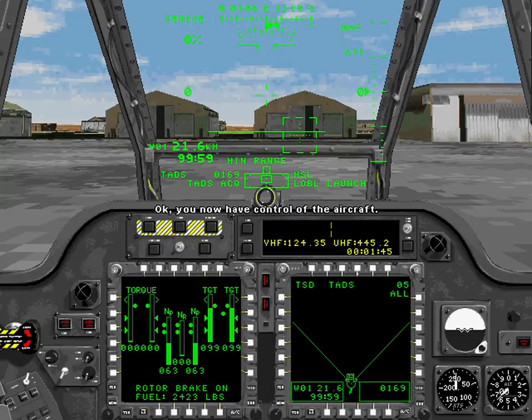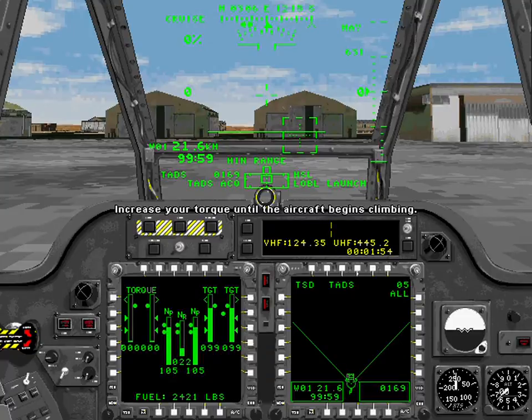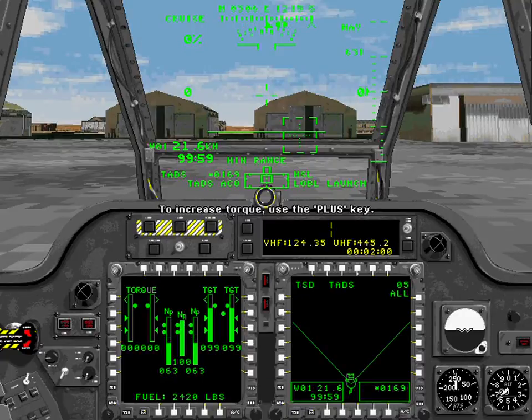Okay, you now have control of the aircraft. To start the engine, press the R key. Increase your torque until the aircraft begins climbing. Climbing torque for takeoff is 90%. To increase torque, use the plus key. Do this until you start climbing.